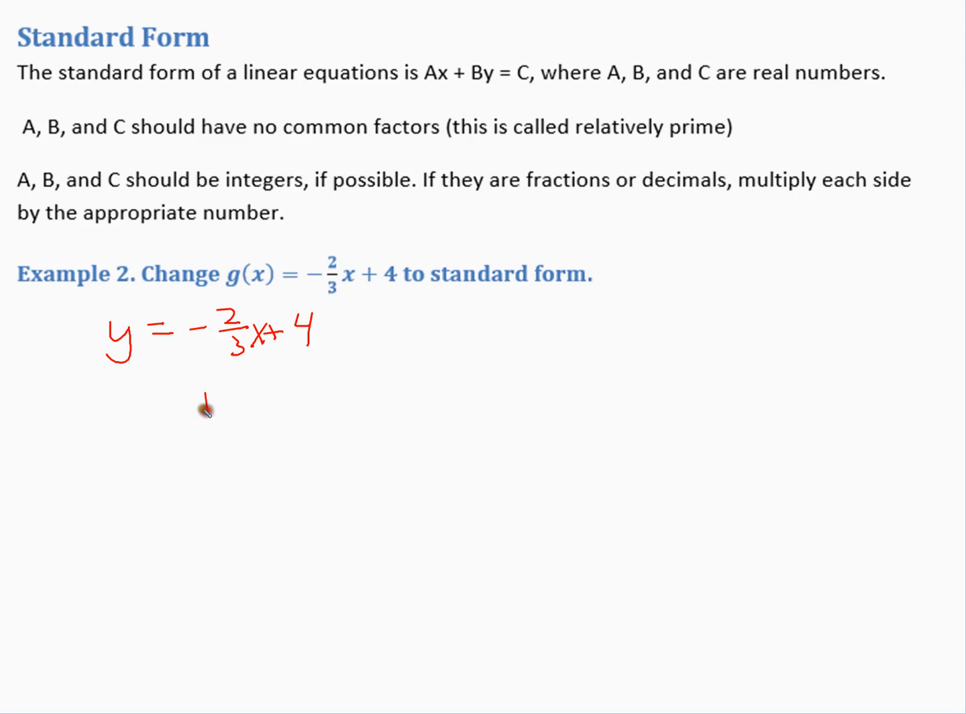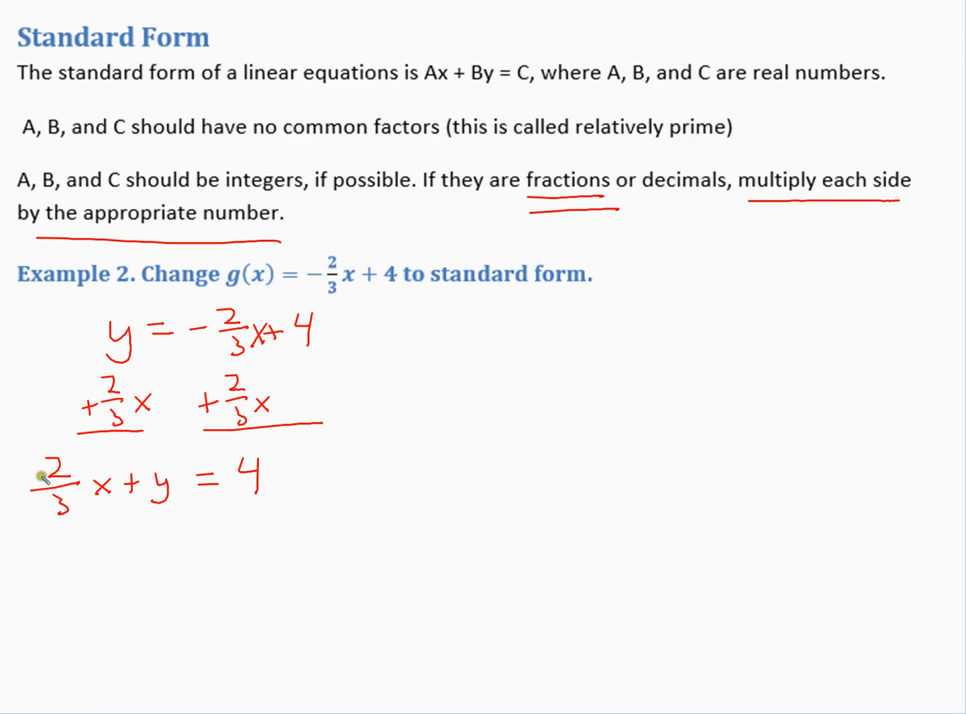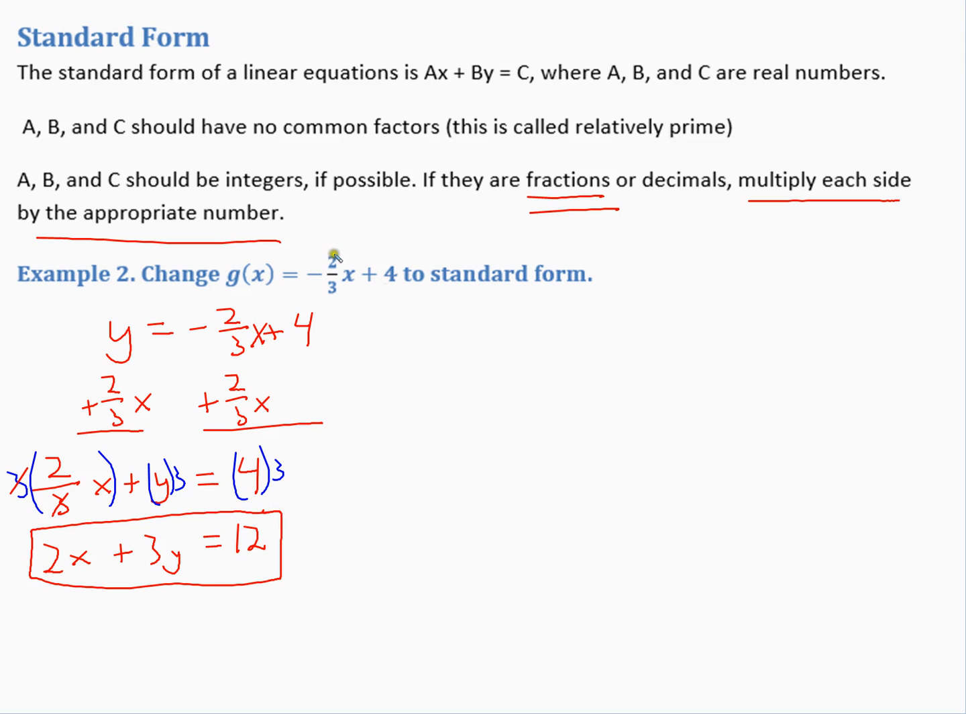So what we'll do is we'll add 2/3 x to both sides. That will allow us to have the x and the y on the left side of this equation, and then the 4, which is the constant, on the right side of the equation. And if possible, we'd rather not have fractions. And so what I mentioned before, you can multiply each side by the appropriate number. So in this case, we would multiply both sides by 3 to cancel this here. So when we multiply both sides by 3, that's really multiplying each term by 3 because of the distributive property. And when we multiply this out, the 3 and the 3 cancel, so we have 2x plus 3y is equal to 12, and there you have the same line, but in standard form.